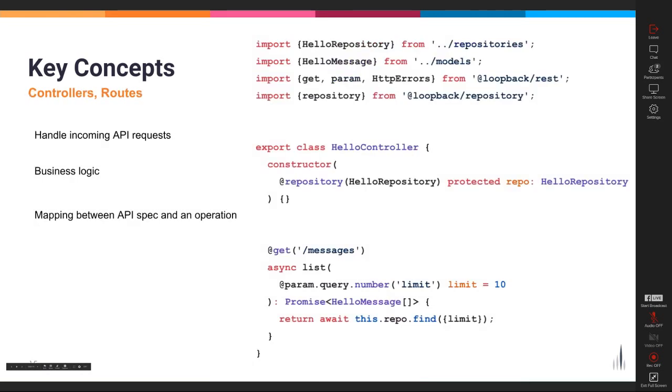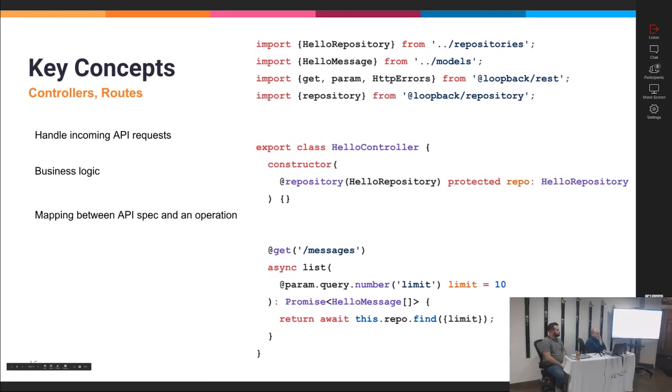Okay, so next is controllers and routes. These are pretty closely tied together. Controllers are basically just handling your incoming API requests. It's that bridge between the REST API and the domain and database models. And it's just handling your business logic.